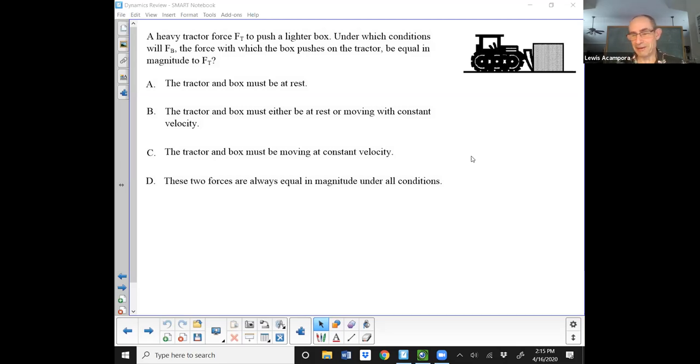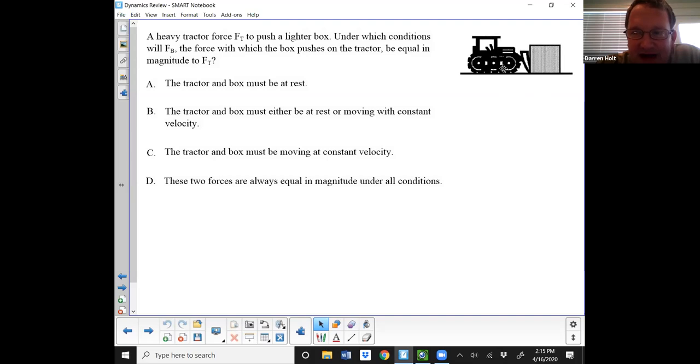And this is a little bit of testmanship to understand that. But remember, at rest and constant velocity in terms of forces are really indistinguishable. Right. So hopefully you'll get that and you'll understand that a little bit better if that were to show up on your exam.